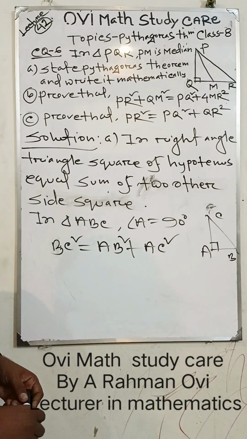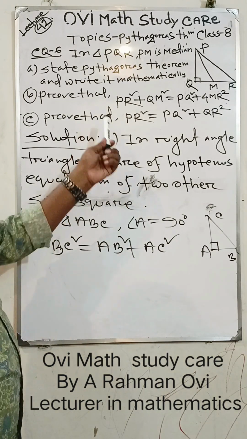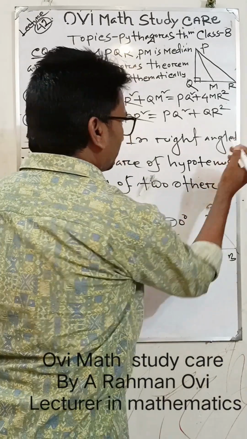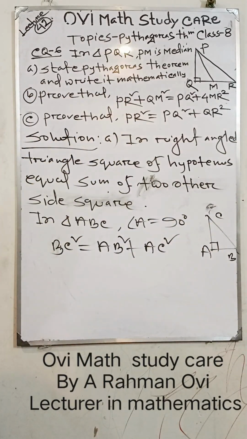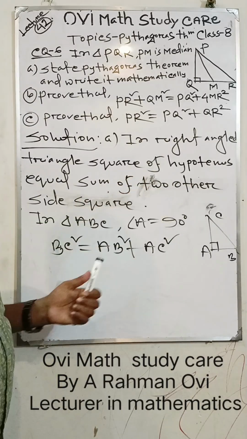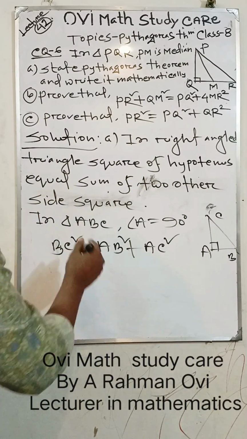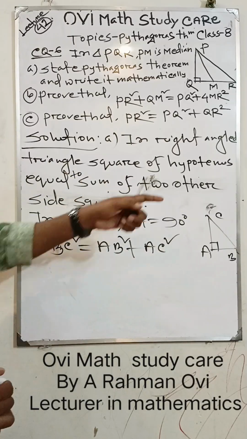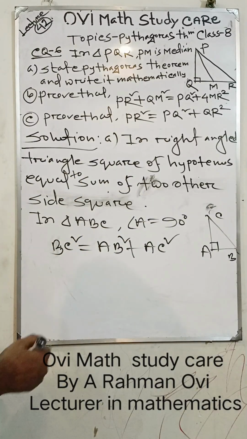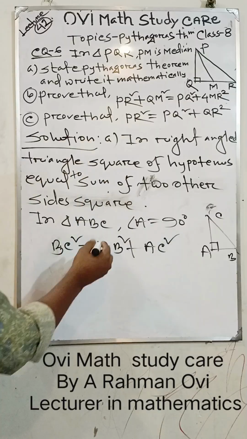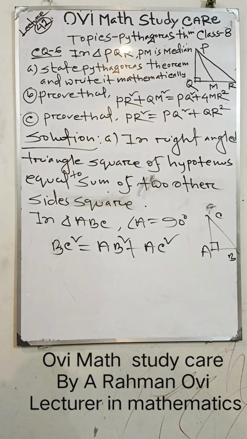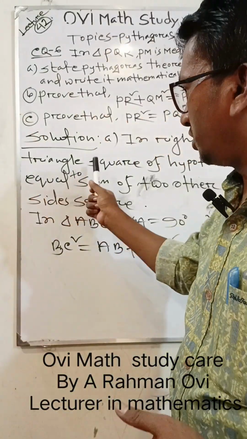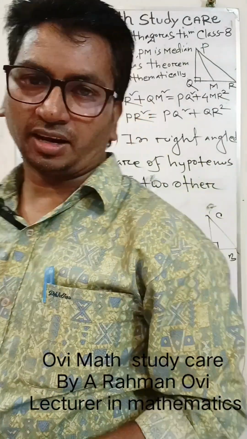Now we state the Pythagoras theorem: in a right angle triangle, square of hypotenuse is equal to sum of two other sides square. This is the statement of Pythagoras theorem. Mr. Pythagoras has said this about a right angle triangle.